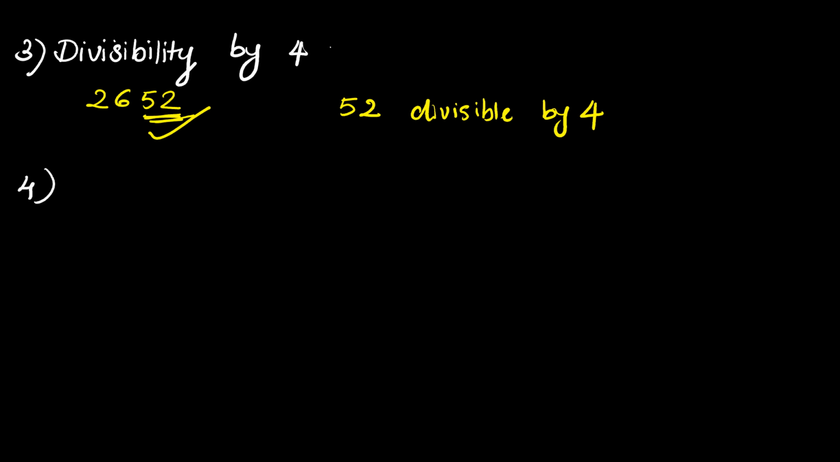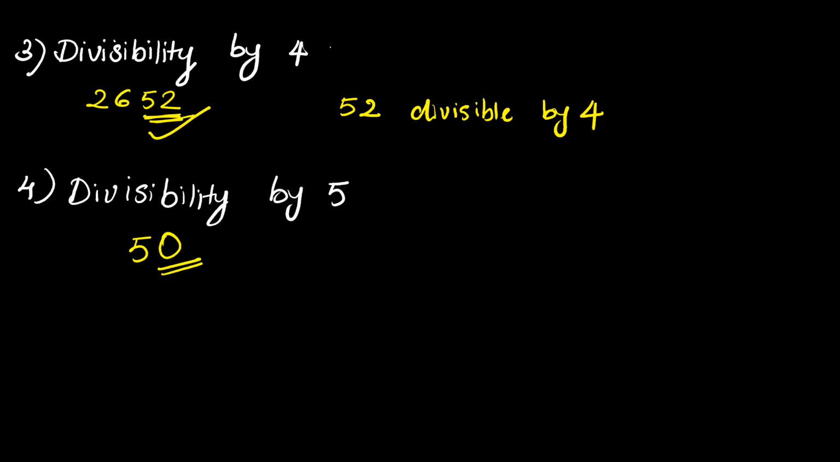Next, divisibility by 5. Let's take an example, 50. Here, see the unit digit. Unit digit here is 0. Another example, 505. Here, what is the unit digit? Unit digit is 5. So, if the unit digit is 0 or 5, then the number is divisible by 5. Only check if the unit digit is 0 or 5. If it is true, then this number is divisible by 5.